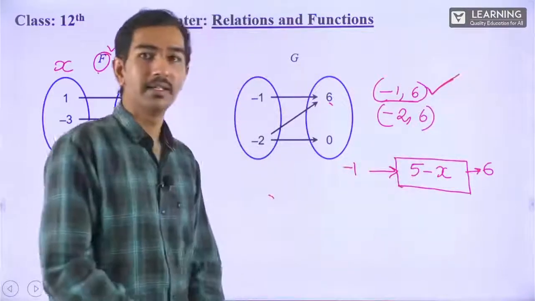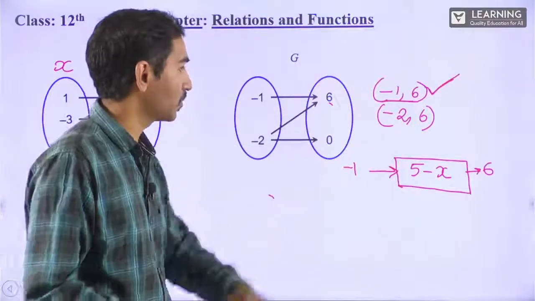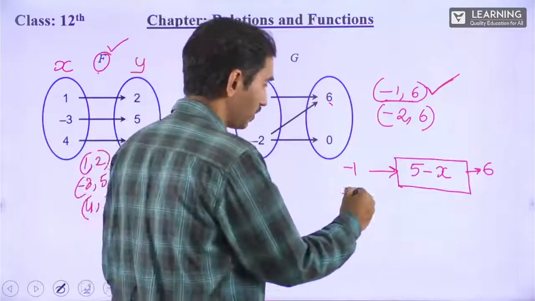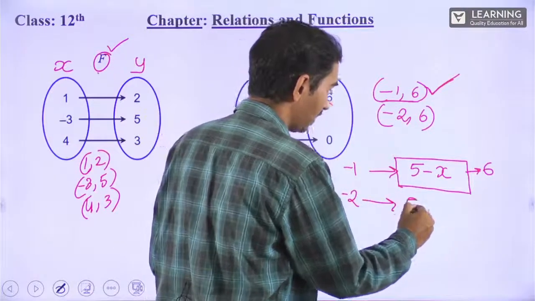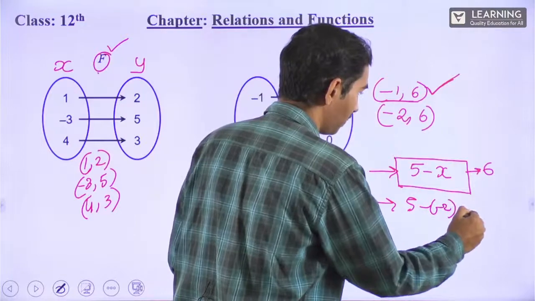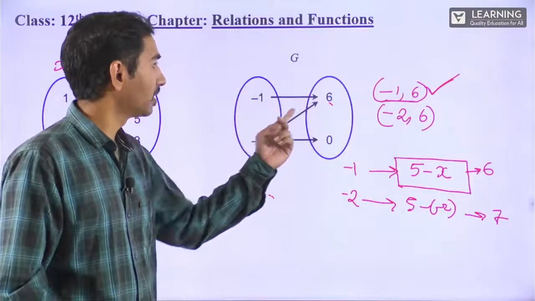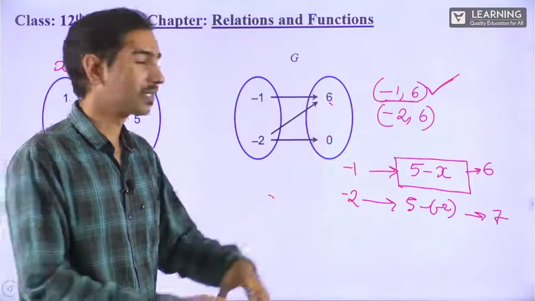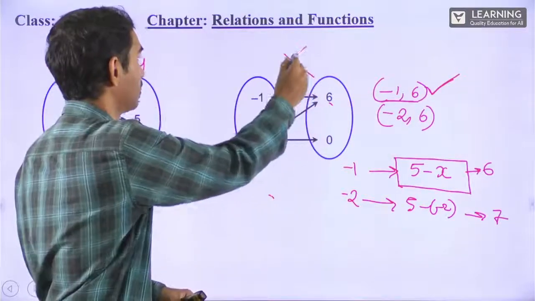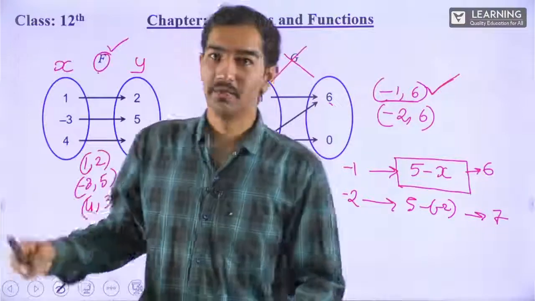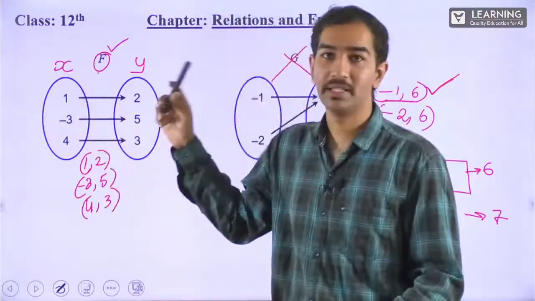This is right. Now you input x is equal to -2, students. If you input x is equal to -2, what will happen? 5 minus of -2, we will be getting 7. What is the mapping showing? We are getting 6, which means this is not a function. This is a function, students. This is a function and this is not a function.